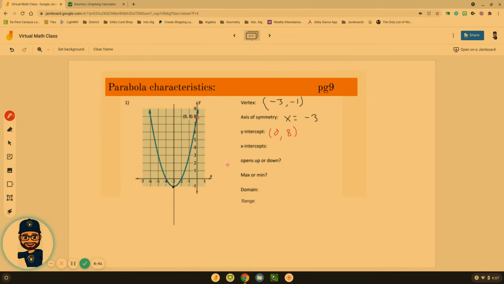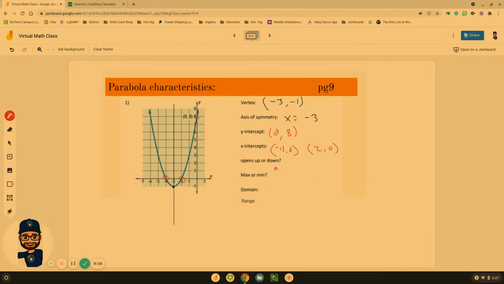X-intercepts. Where does our graph cross the x-axis? Well, notice it touches the x-axis twice. One at -4, 0, and another one at 2, 0. So we do need to list both of those x-intercepts.